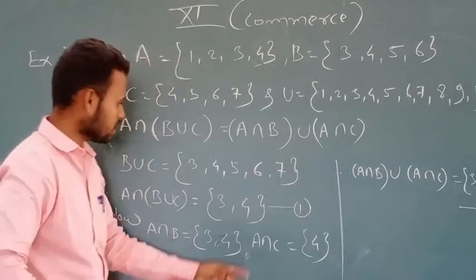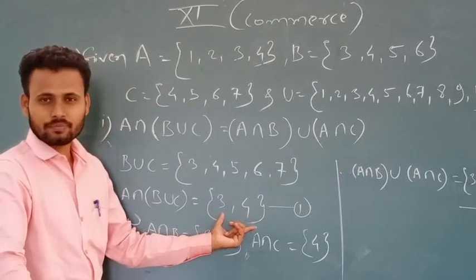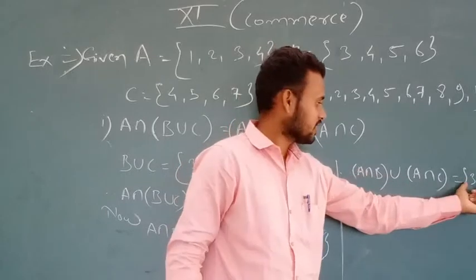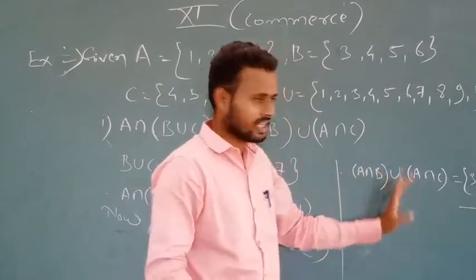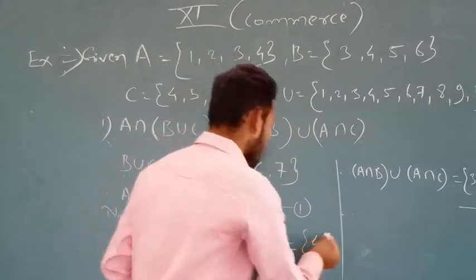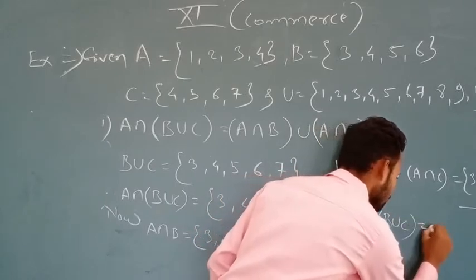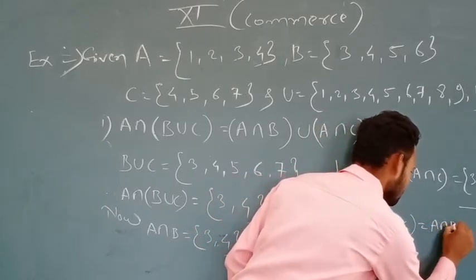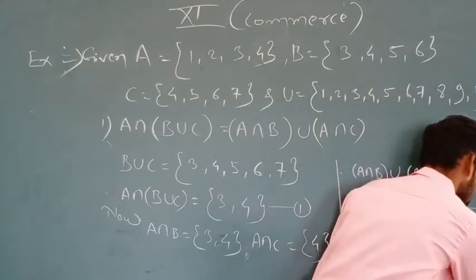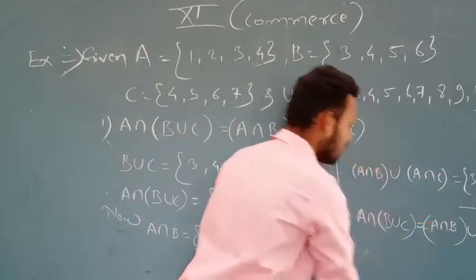Now from equation first and second we observe that equation first ची RHS कोणते, 3 4, right hand side 3 4, and equation second ची RHS कोणते, 3 4. Therefore RHS same, therefore we say that LHS also same. Therefore we get A intersection in bracket B union with C, which is equal to A intersection with B union with A intersection with C, and this is our required proof. This is our required answer.